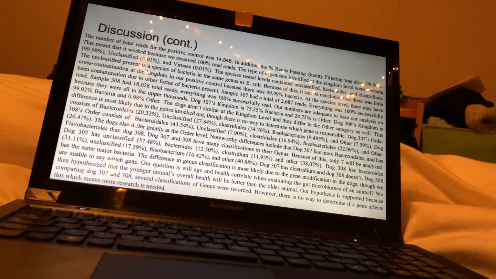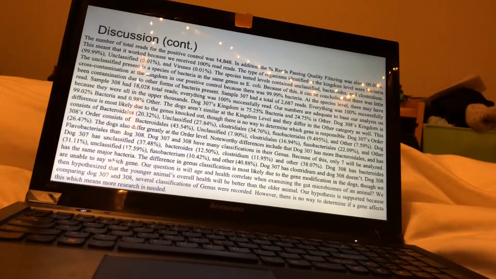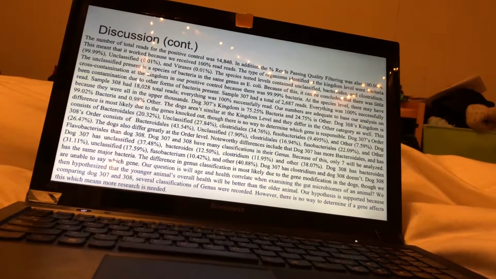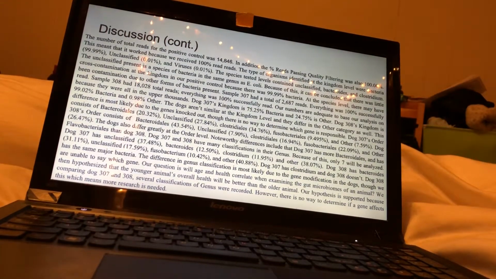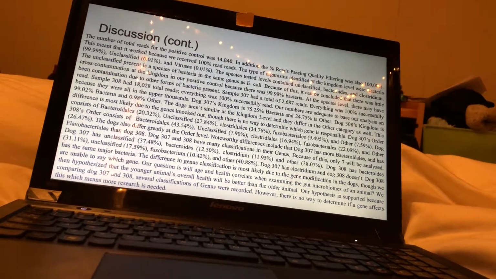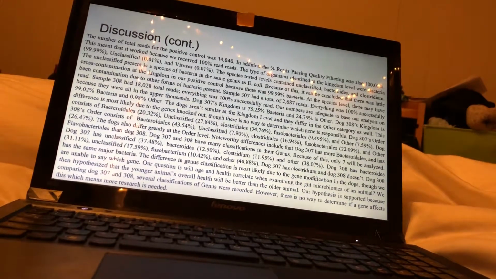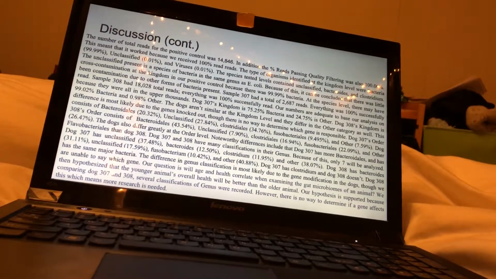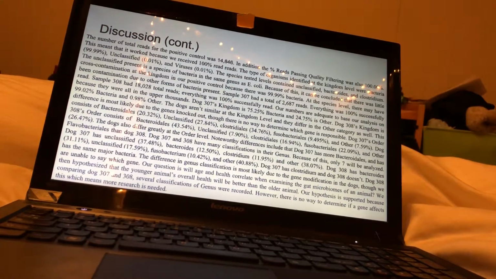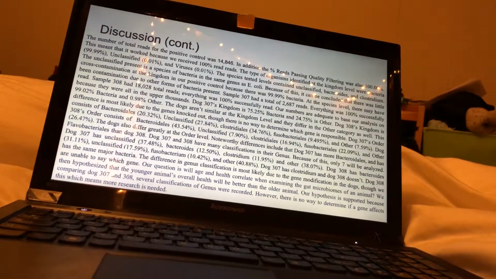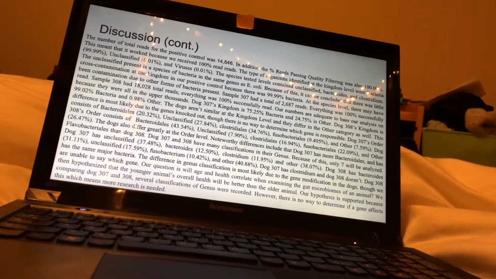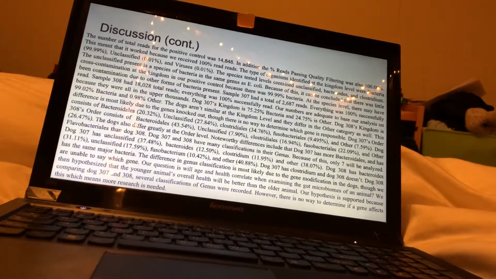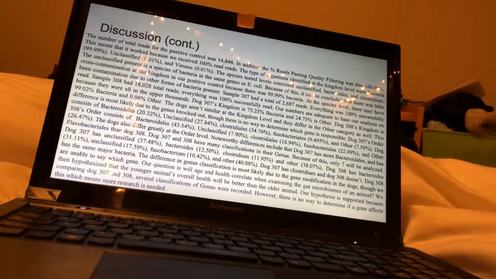flavobacterials than Dog 308. Dog 307 and 308 have many classifications in genus, and because of this, only 7 will be analyzed. Dog 307 has unclassified, bacteroides, Clostridium, and other, and Dog 308 has bacteroides, unclassified, fusobacterium, and other. Dog 307 had Clostridium, and Dog 308 did not. Dog 308 has the same major bacteria. The difference in genus classification would be most likely due to the gene modification in the dogs, though we're unable to say which gene.